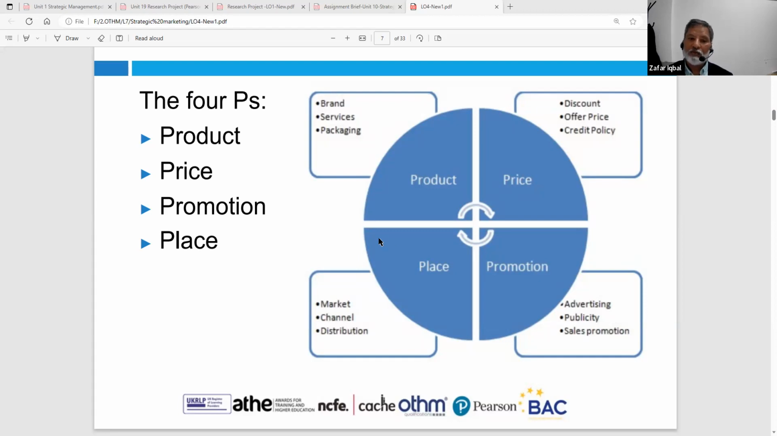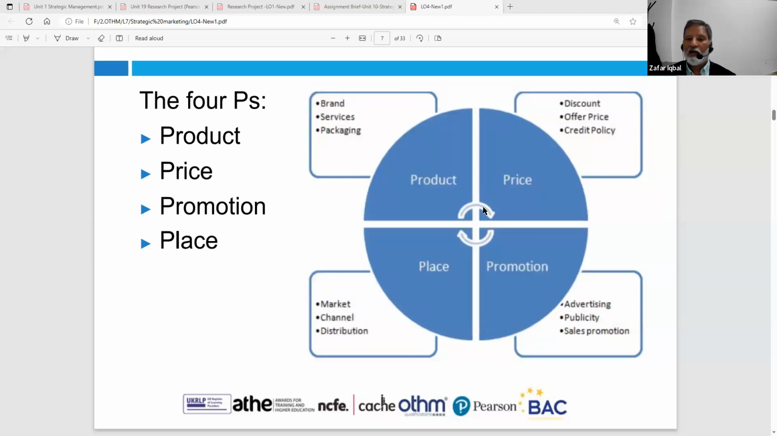It can also be a service, which is intangible, like an educational service, a banking service, or a hospital service. And it can be a physical product you can see, for example a chocolate bar or a milk pack, and so on. So it consists of physical and intangible products and has other elements with it.